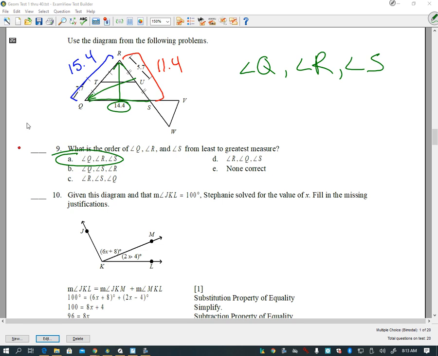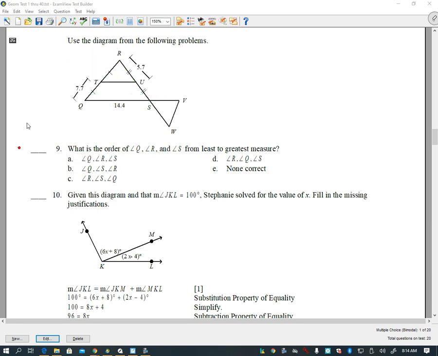Okay. So it's a matter of looking at opposites. And it works vice versa too. The larger the angle, the longer the side opposite of that angle. The smaller the angle, the shorter the side that's opposite of it. Okay, so they could have given you all three angle measures and asked you to order the sides from least to greatest, and you could have figured that out too. Questions? Okay, 14.